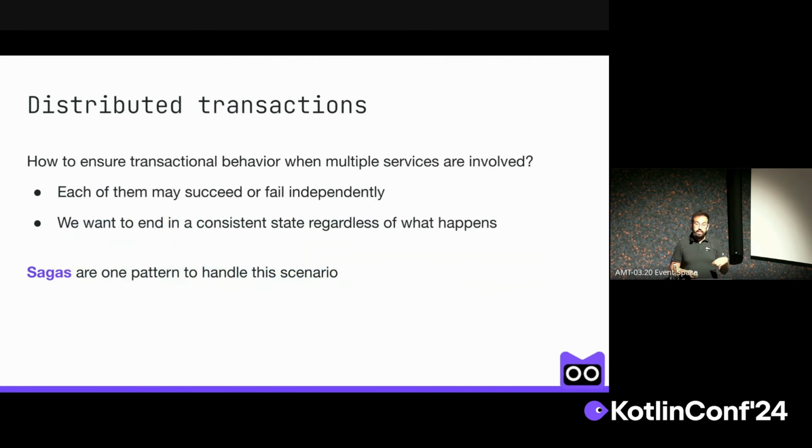Another place where this idea of a scope comes into play is in distributed transactions. And the idea here is how we can ensure that we have some transactional behavior when multiple services are involved, right? When we have two different services that actually don't talk to each other, we somehow need to orchestrate all of this. And each of these services, by the way, may succeed or fail independently, right? But we know that this orchestration should ensure that by the end, we always end in a consistent state.